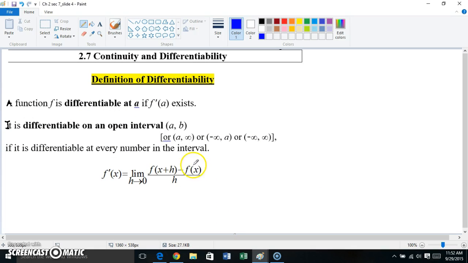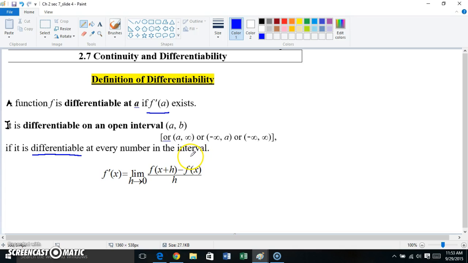So a function f is differentiable at a if f prime of a exists. So the slope of the function at x equals a exists. It is differentiable on an open interval, a to b, or a to infinity, or negative infinity to a, or negative infinity to infinity. So just some interval, okay? If it is differentiable at every number on the interval.